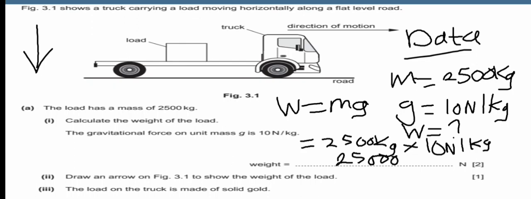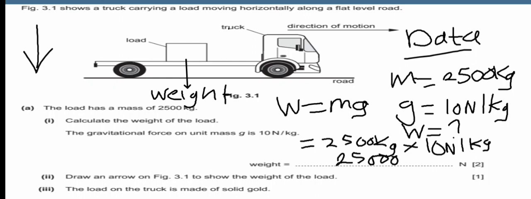So for us indicating the weight of this load here, we are just going to indicate something. So we can say the weight is going to be represented by this arrow here. Then at the end, we are going to mention this one as the weight. So we need to write the weight. So that is how we represent the weight of an object.